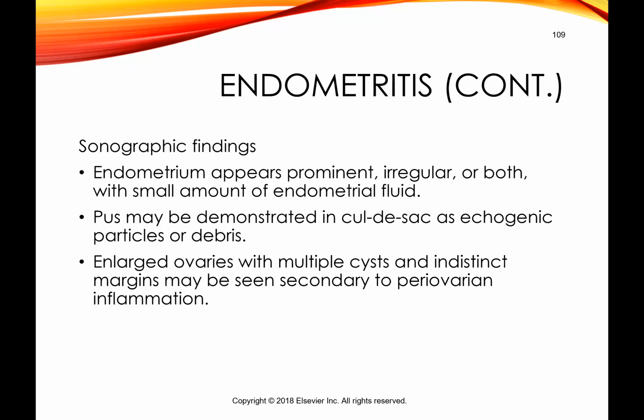Usually the endometrium appears prominent, irregular, or both, with a small amount of endometrial fluid. So it could be irregular, it could be prominent, it could have some fluid in there. You kind of have to look at the sono findings and then associate them with the clinical findings of how the patient is feeling. Like if they have a fever, they have a high white blood cell count, and their endometrium looks kind of funky and weird, and they just delivered a baby, or they have a history of chlamydia, they have a good chance of having it. You have to kind of put everything together to diagnose it.